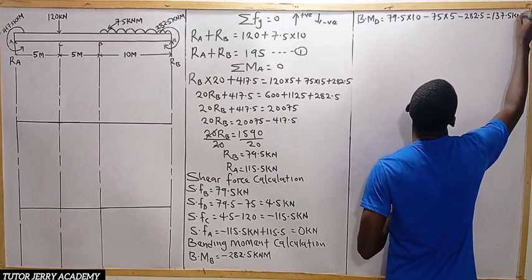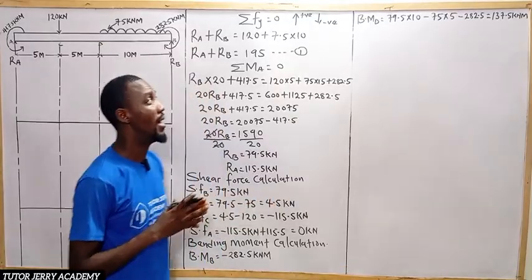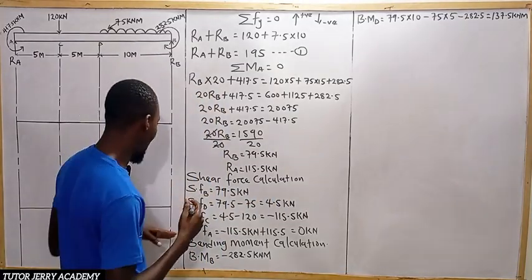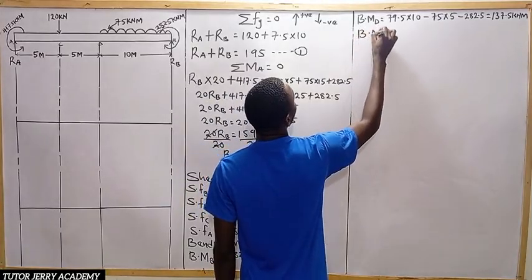137.5 kilonewton meter. All right, so that is what we are going to have. Now the next one is the bending moment at point C. Now I want to show us something here.